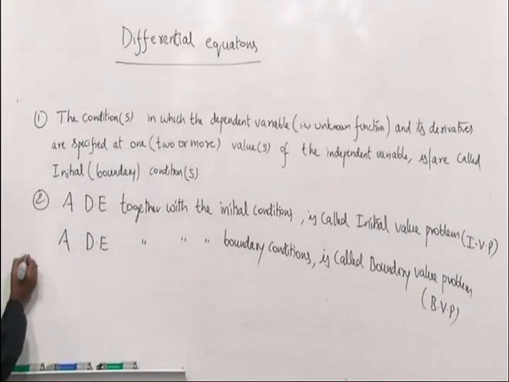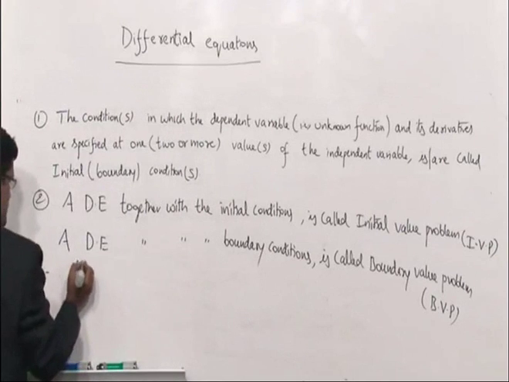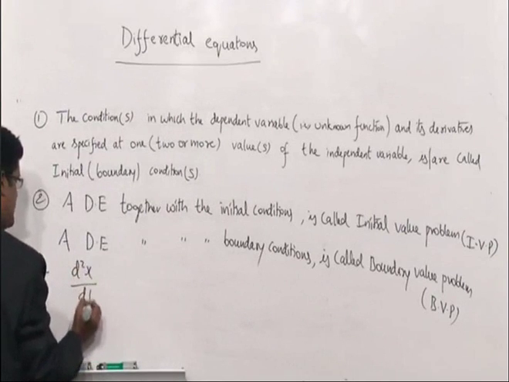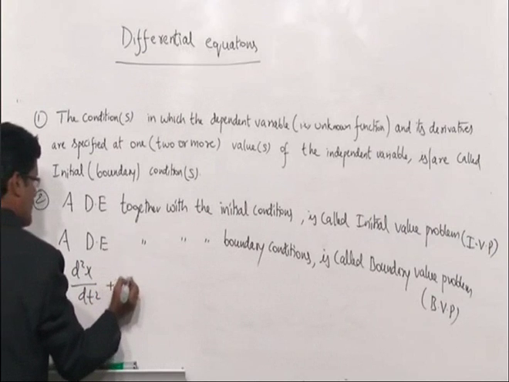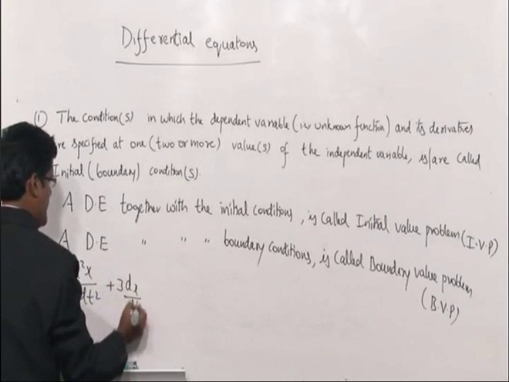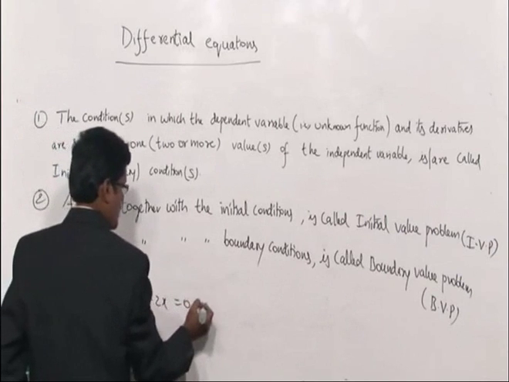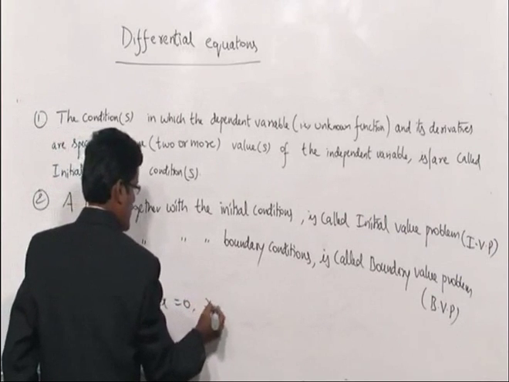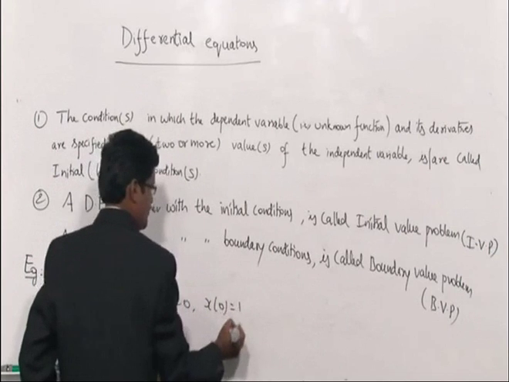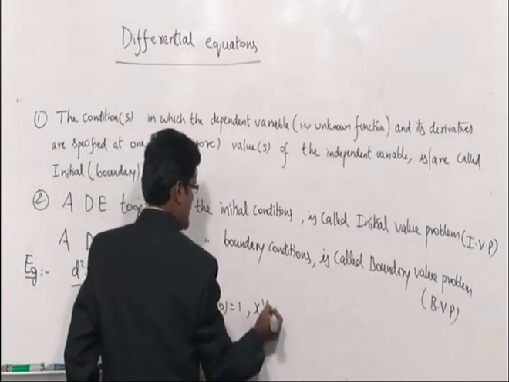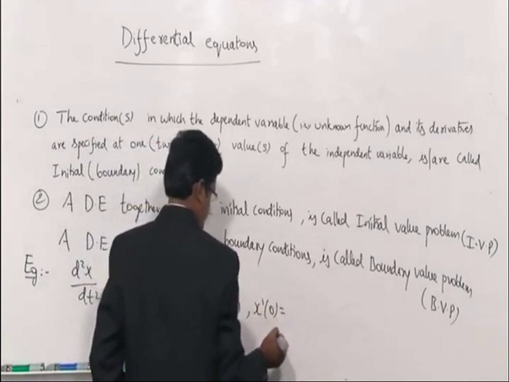Just see the example. d²x/dt² + 3 dx/dt, which I considered in the previous definition, with x(0) = 1, x'(0) = 0 or -1.